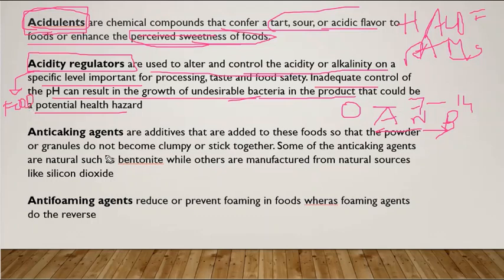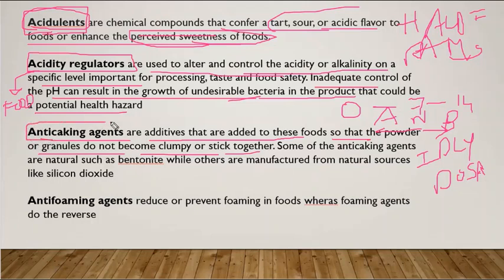The next one is anti-caking agents. These are additives added to foods so that the powder or granules do not become clumpy or sticky together. For example, while preparing dough for idli or dosa, while mixing you will get some granule-like things, right, when the flour is not mixed properly. To avoid that, anti-caking agents are used.